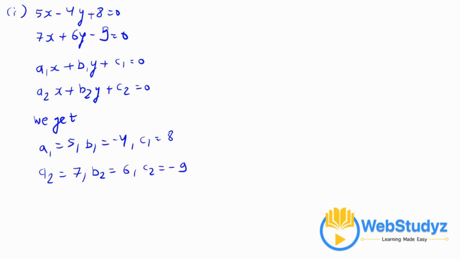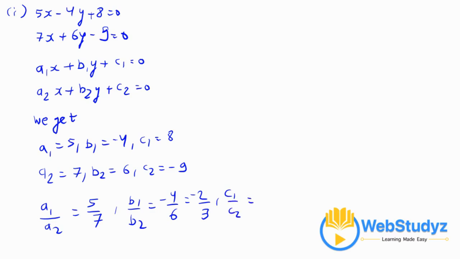So we can calculate a1 by a2. a1 by a2 will be 5 by 7. Similarly, what is b1 by b2? b1 by b2 will be minus 4 by 6, that is minus 2 by 3. And what is c1 by c2? c1 by c2 is 8 by minus 9, or we can say minus 8 by 9.